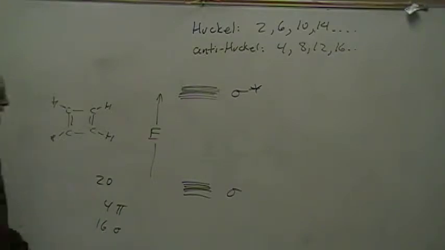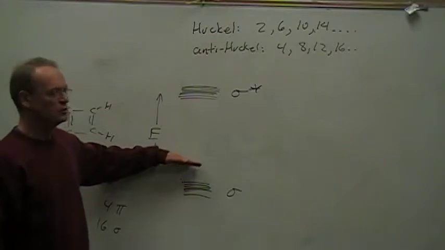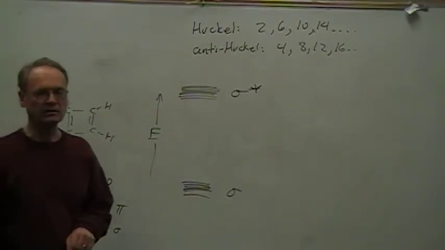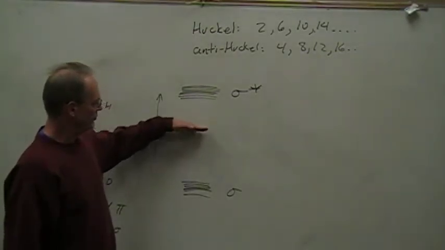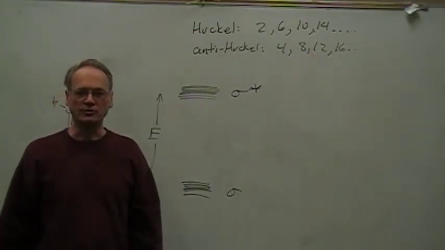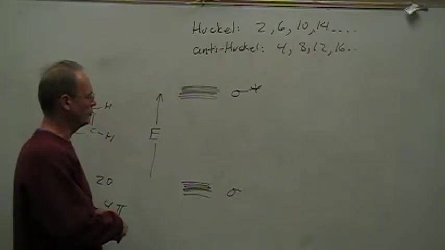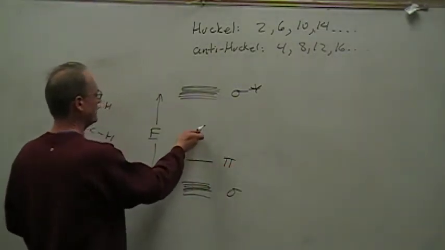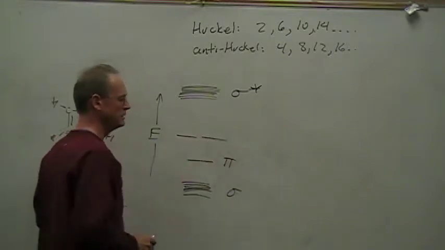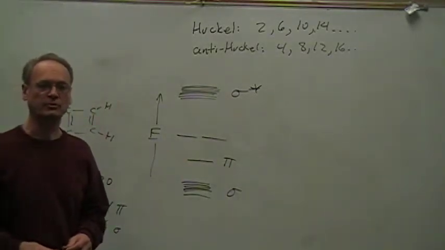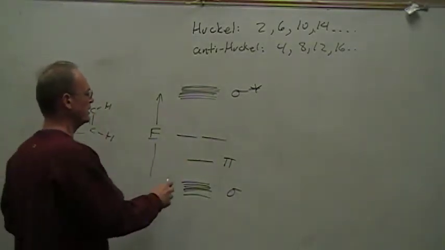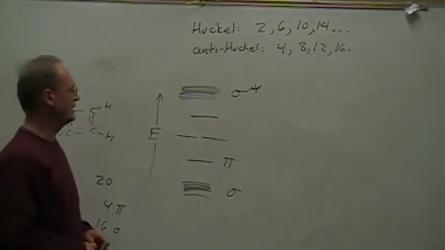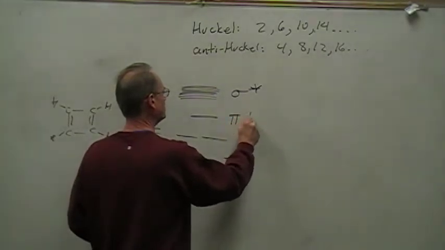Now the question is, how do we arrange them? Do we do like we did for open, acyclic butadiene, and put them up 1, 2, 3, 4 like a ladder? Nope, we're going to do the same kind of thing we did with benzene. We're going to start with 1 low-lying pi orbital. Then we're going to have 2 more that are degenerate, same energy as each other, just like we saw with benzene. Then we're going to have the 4th one a little bit higher in energy than that, and that's going to be called a pi star orbital.